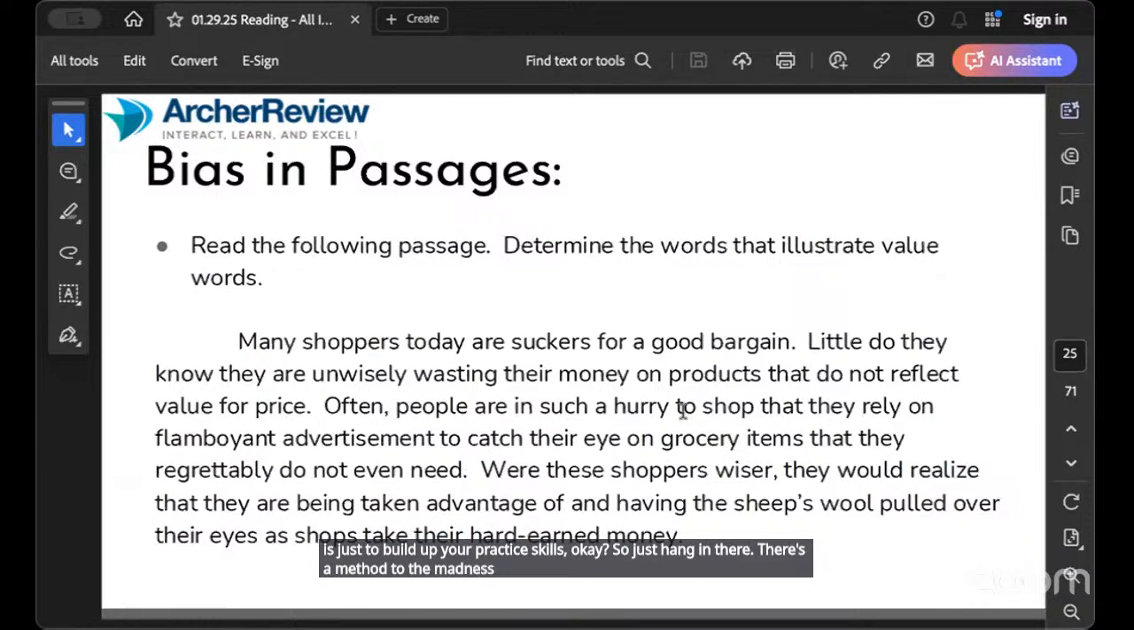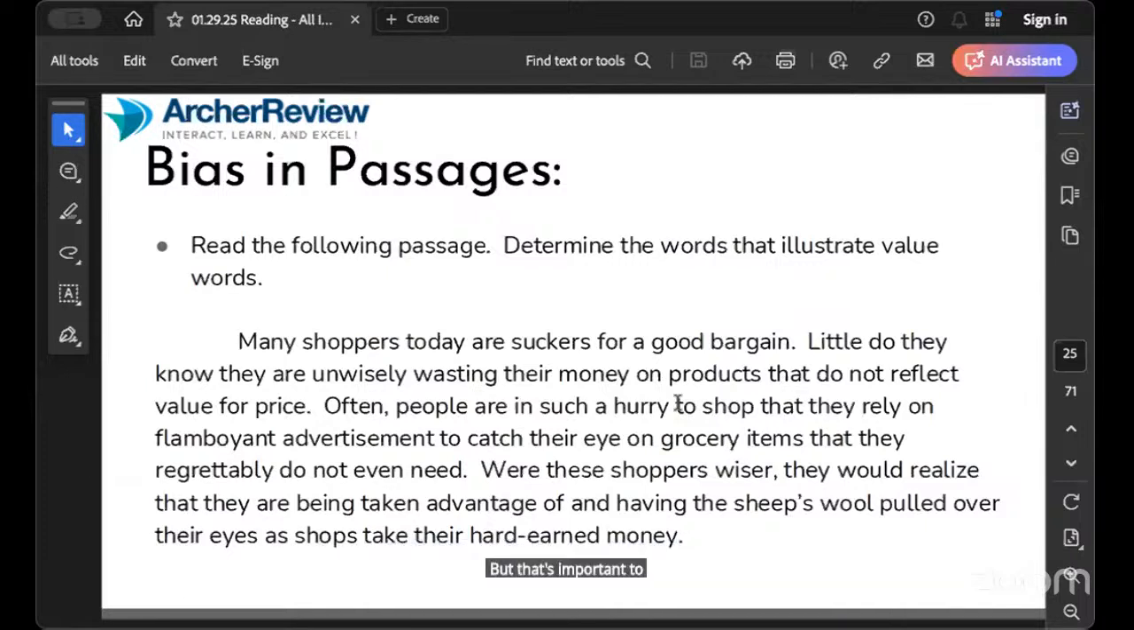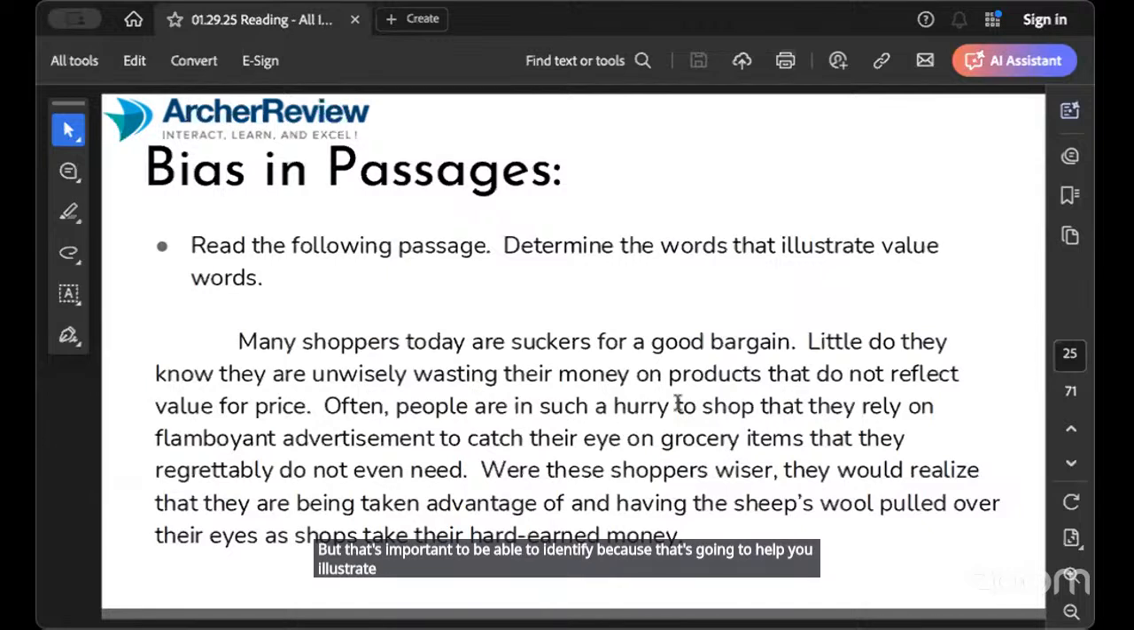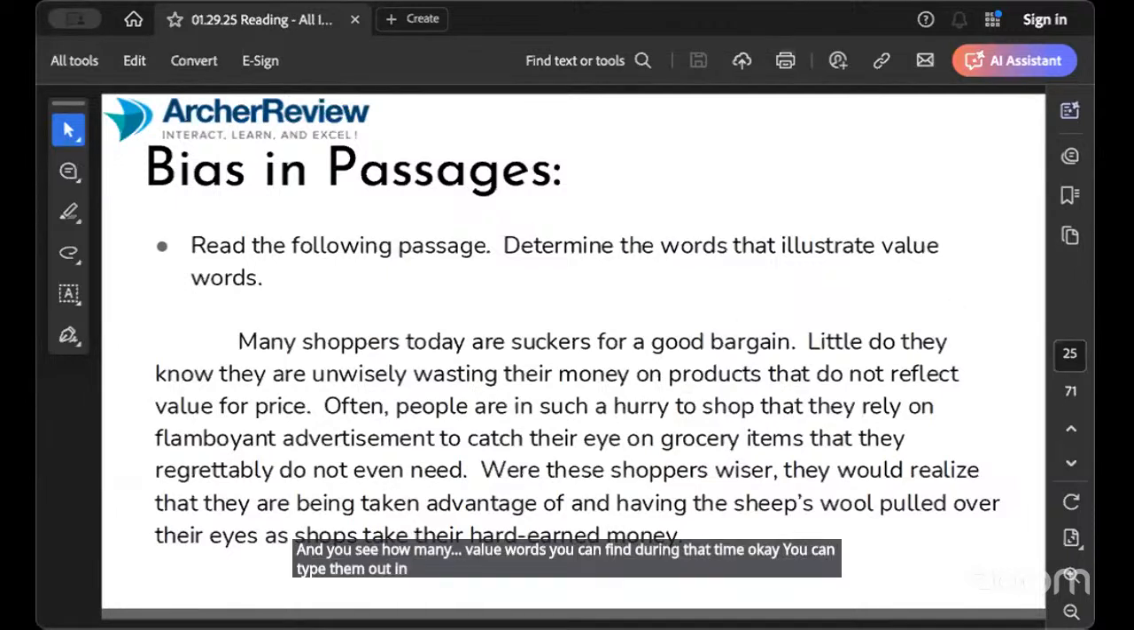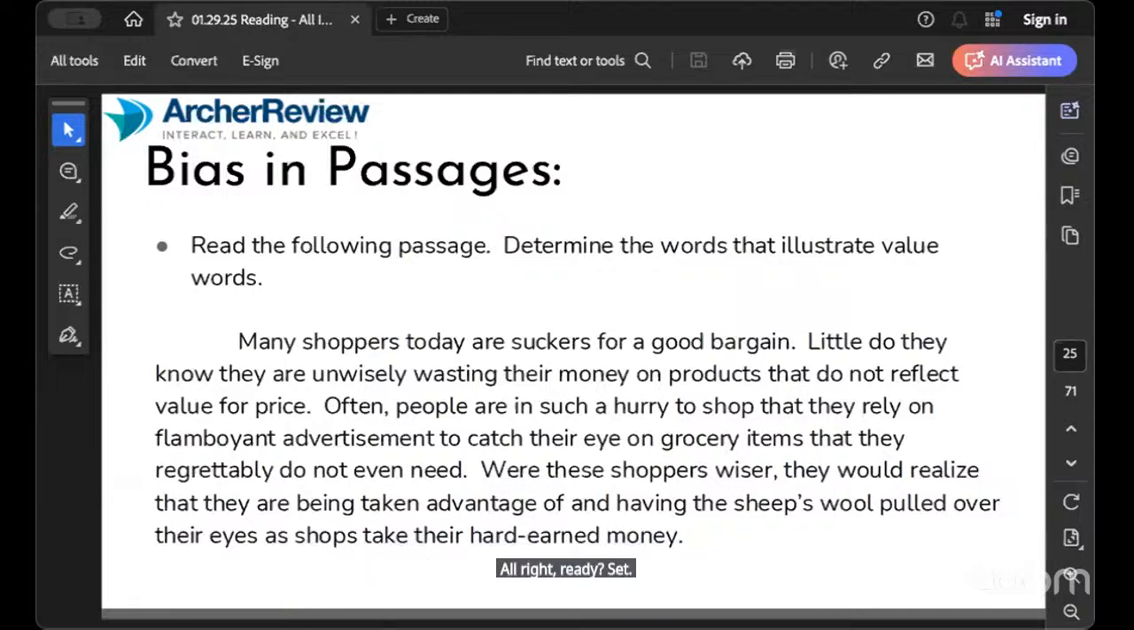So I want you to go through this paragraph right here, okay? And I want you to see if you can find as many words as you can that illustrate value words. So this is going back to what we talked about earlier when we were talking about fact versus opinion, but that's important to be able to identify because that's going to help you determine if there is any bias, and if there is, what kind of bias is there. So I'm going to put a minute and a half on the timer, and you see how many value words you can find during that time, okay? And you can type them out in the chat if you want to. All right, ready? Set, and go.